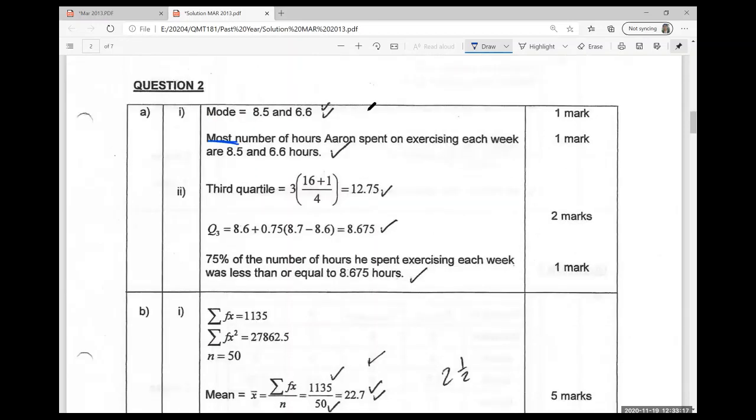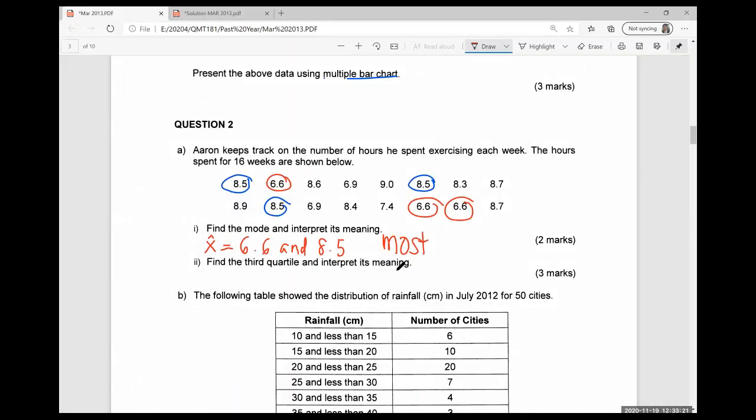And then the second one asks you to find the third quartile and interpret its meaning. So remember, in order to find the third quartile, the first thing that you need to do is to rearrange the data in order. You can order the data from the smallest to the highest. So in this case, if you order the data from the smallest to highest, what you're gonna get will be, you start with the lowest one.